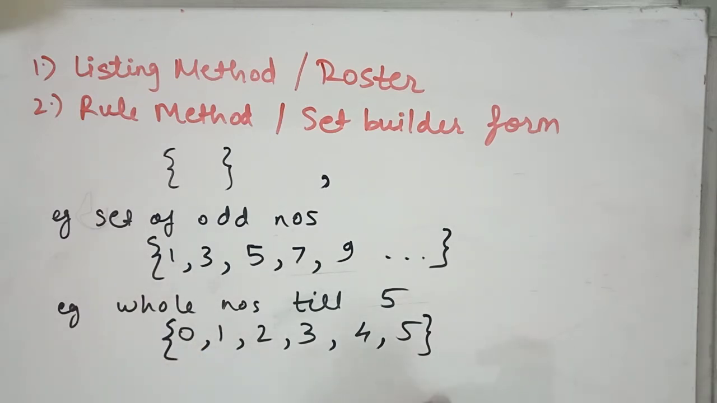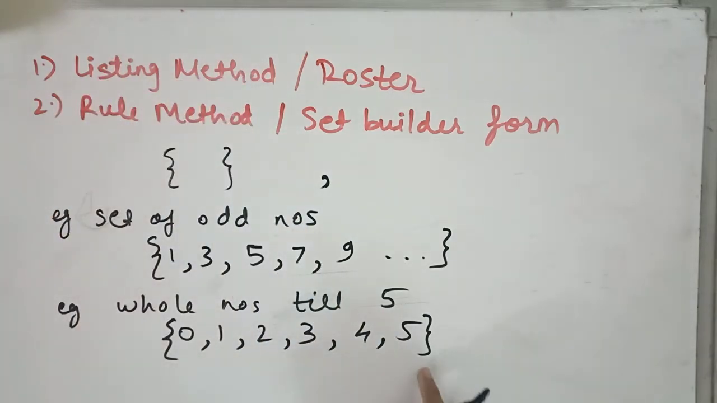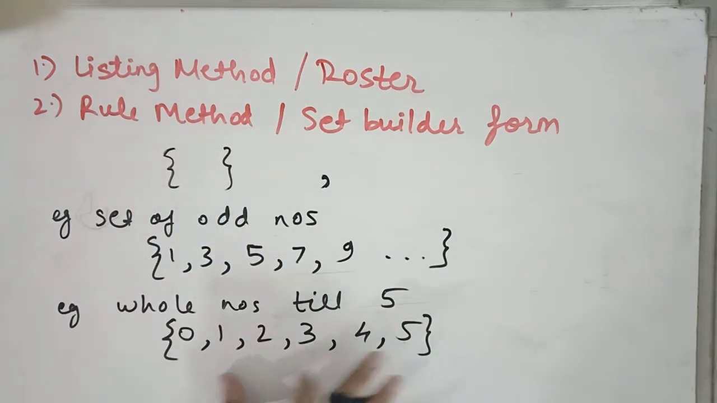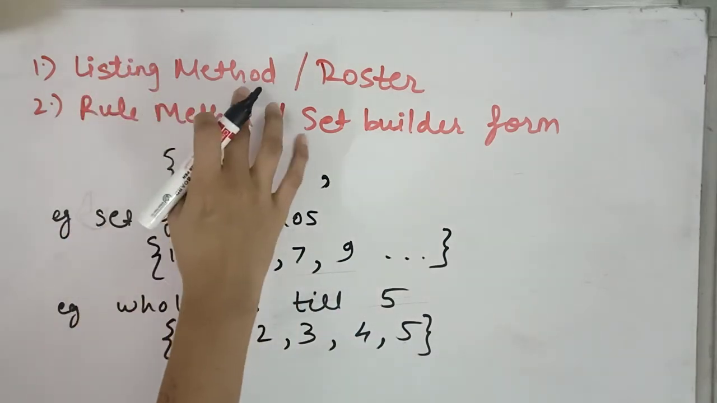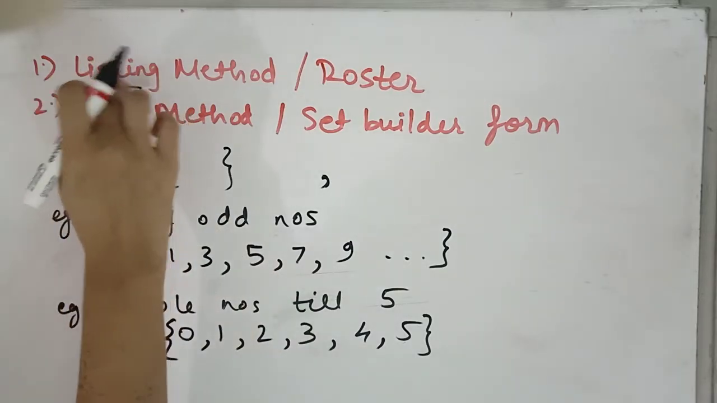So this is the first method, that is listing method. We have to list all the elements. While listing, we have to separate each element with the comma and we have to represent all the elements between the curly bracket. This is the listing method or roster method. As the name suggests, listing means you have to list all the elements.